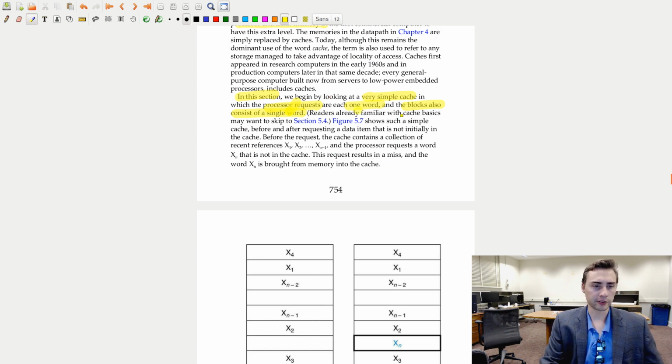Readers already familiar with the cache basics may want to skip 5.4, but hey, listen, I don't know if you guys are familiar with caches, so we're going to go through 5.4.